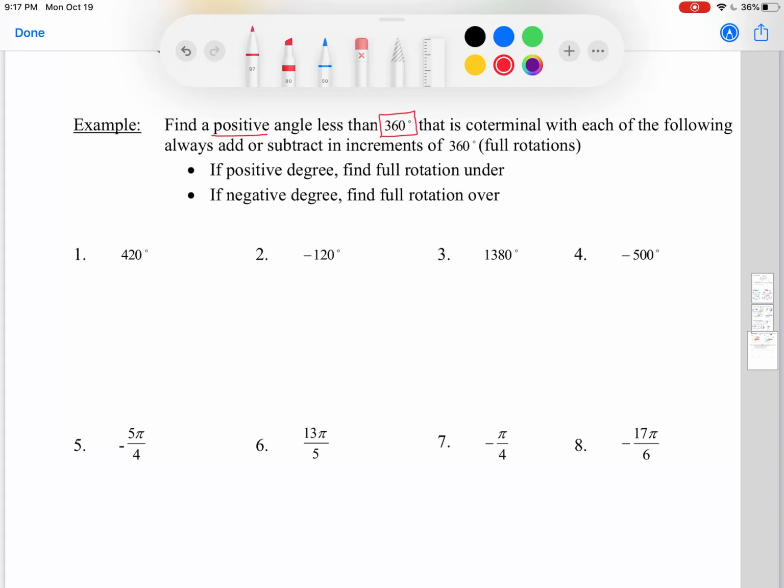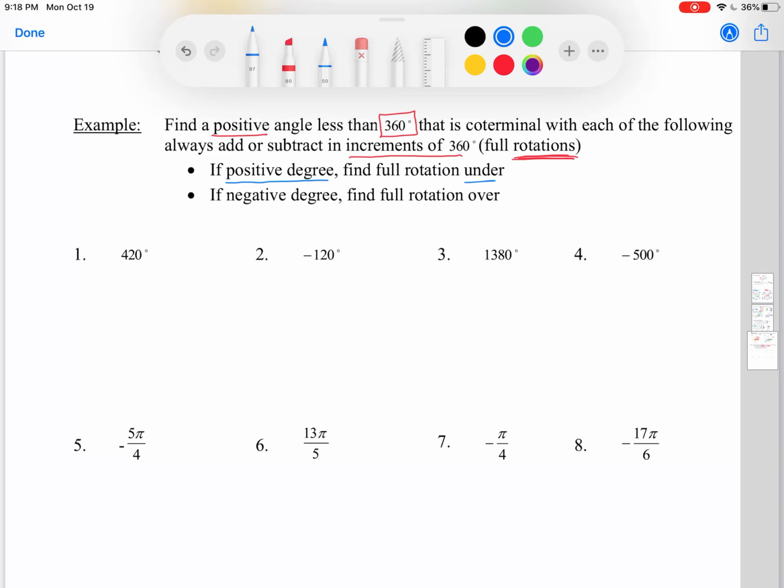So we're going to do the last set of examples here. It says find a positive angle, so I need positives for my answer, that is less than 360 degrees, that is coterminal with each of the following. And then always add or subtract in increments of 360. All right, and that's what we've been talking about this whole time. Those are called full rotations. A rotation is the same as a full circle, a full 360 degrees.